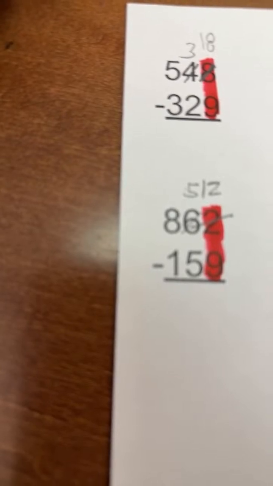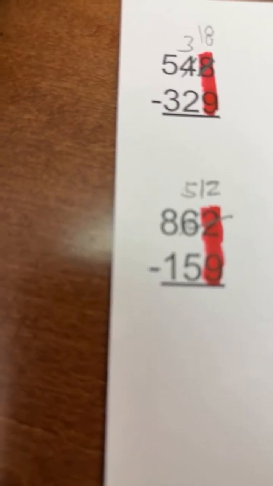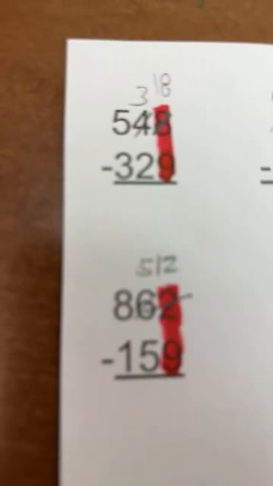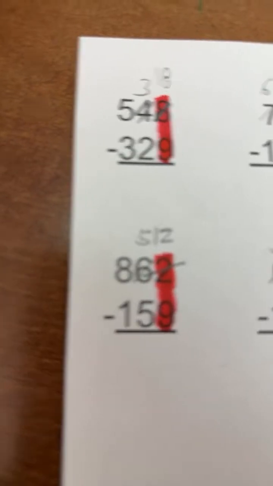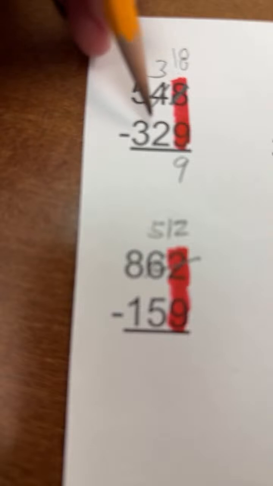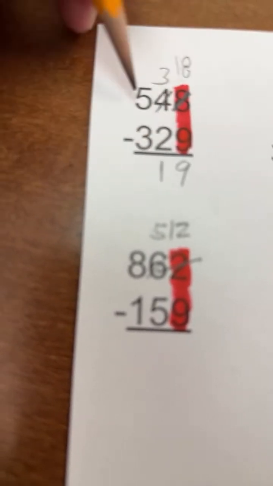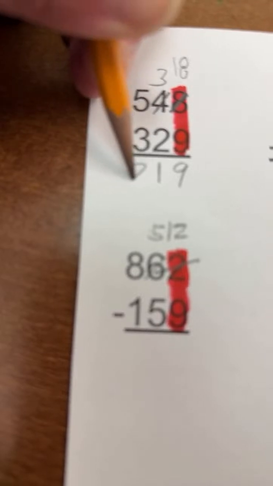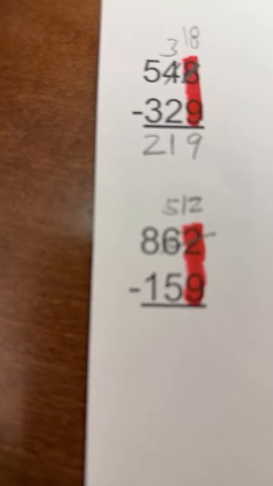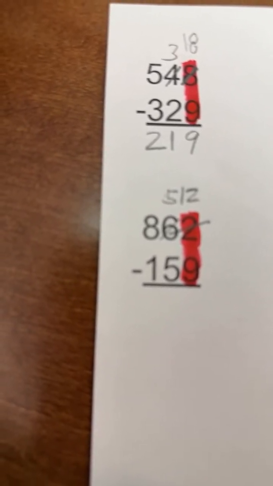Now, when we subtract, we always start in the ones place. We always start with the digits all the way to the right. So we're going to start with 18 minus 9. 18 minus 9 equals 9. 3 minus 2 equals 1. 5 minus 3 equals 2. And we have our final answer. 548 minus 329 equals 219.